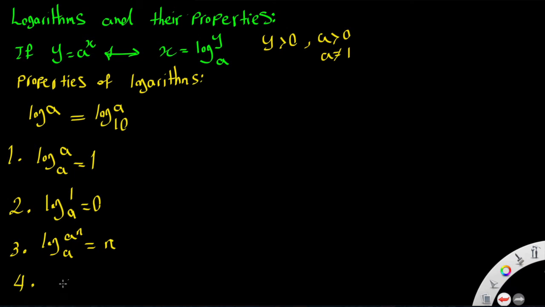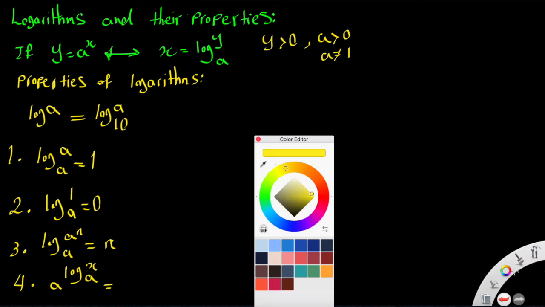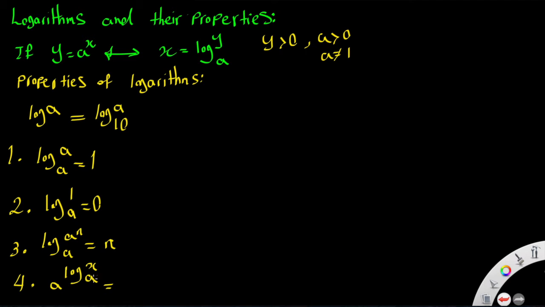The fourth one, a to the power of log of x to the base a, will be, see here you have an exponential expression in which the power is a logarithm, and see this base and the base of the logarithm are the same, so what remains is x.